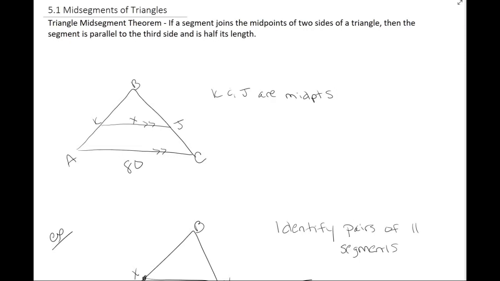So if you have K and J as midpoints, it means that the segment KJ is parallel to the segment AC. So KJ is parallel to AC. And it means that KJ is half of AC. It's half the value. So if AC is 80 and KJ is half of that, then I know that this value has to be 40. Okay? This is basically where we're going to do the whole section.